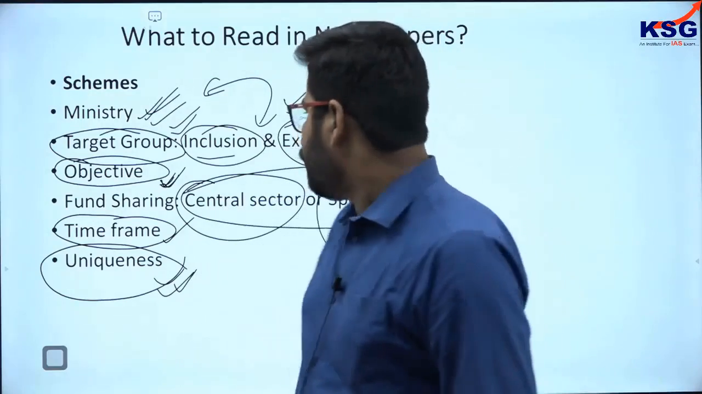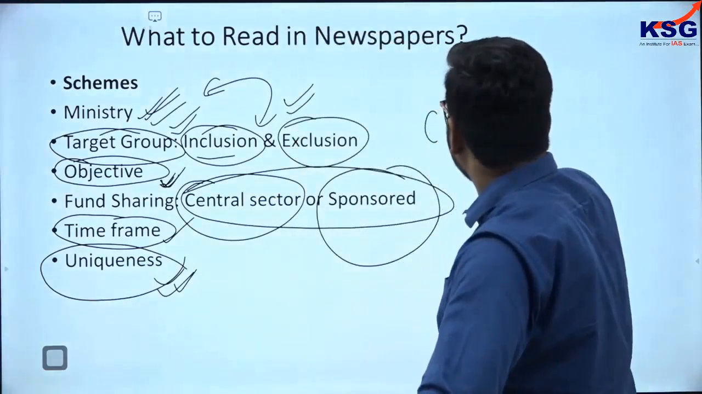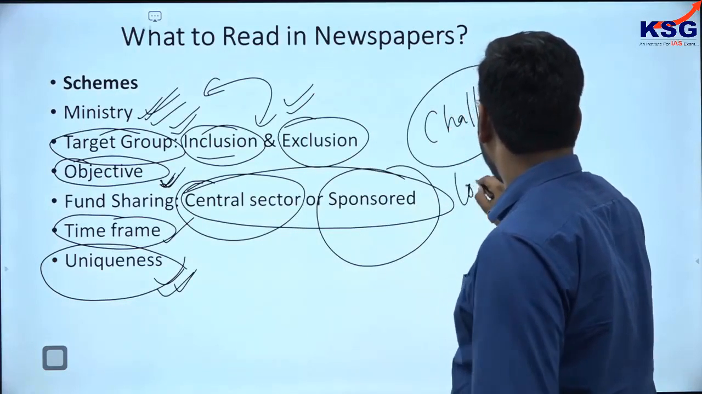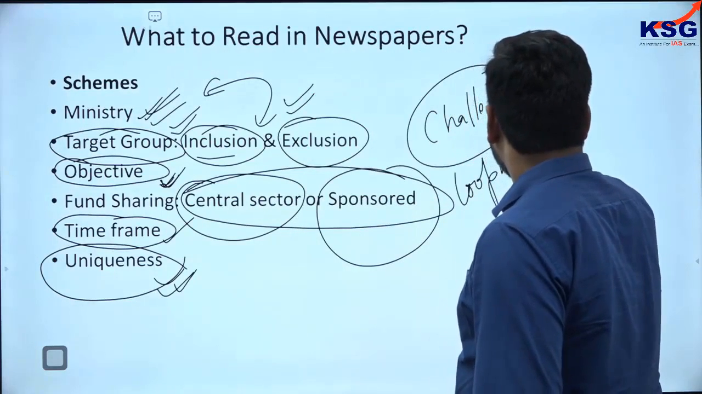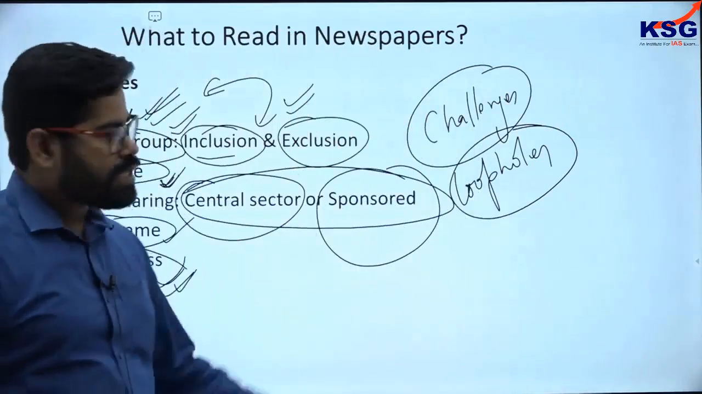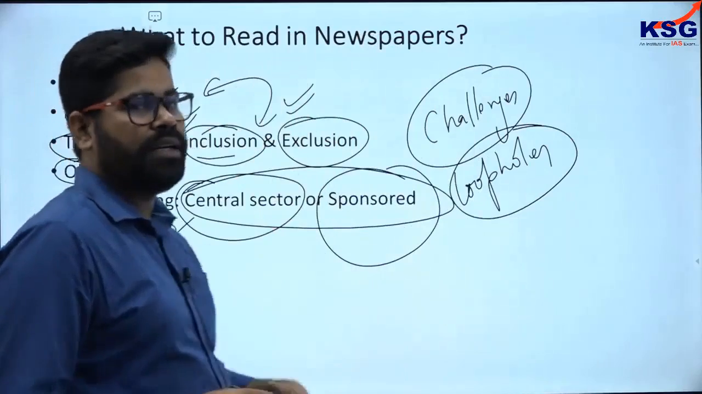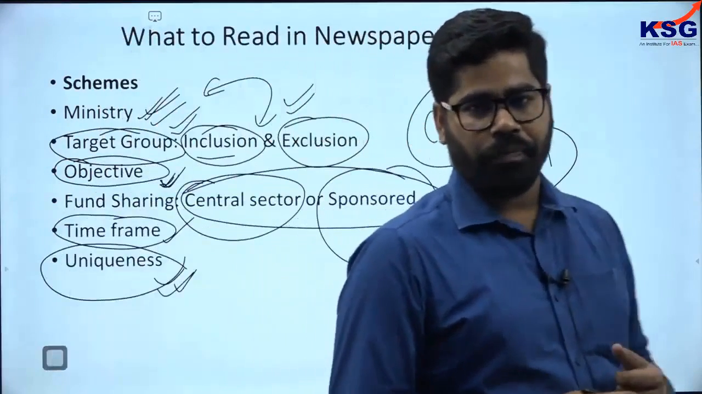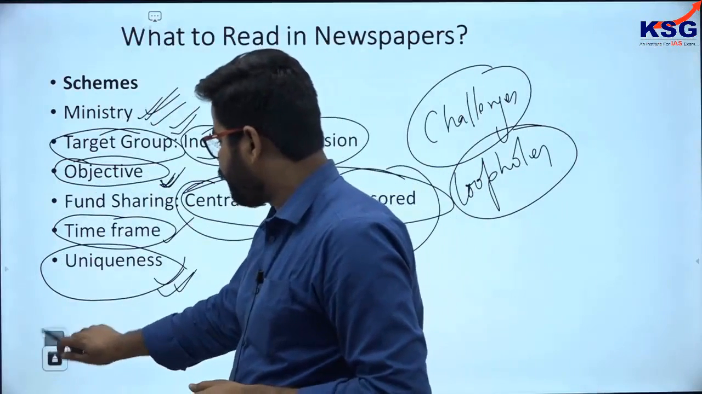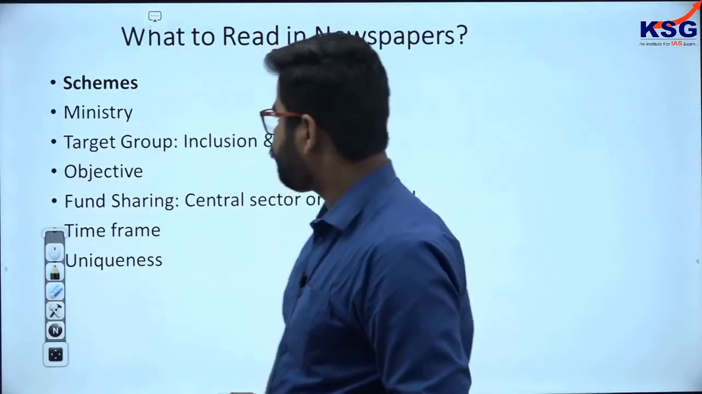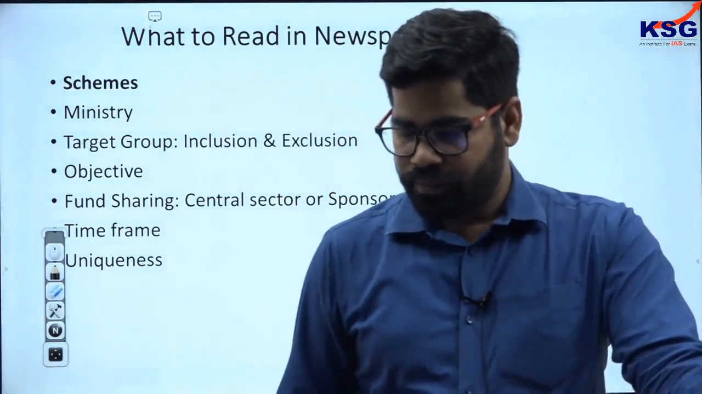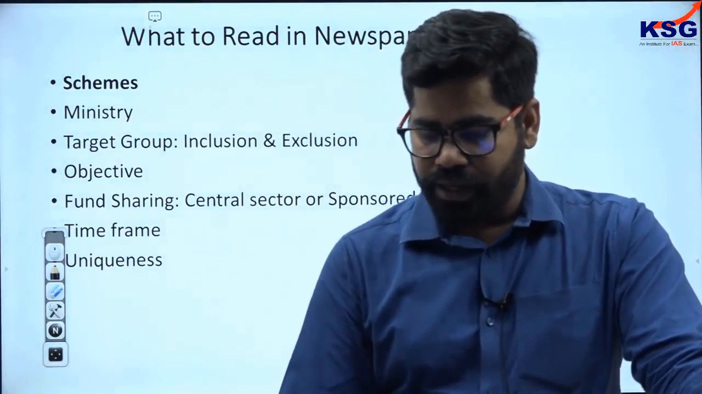Then you can also see, from the mains perspective, the challenges or the loopholes of the scheme. This is again one area which you can find in the different schemes which are there. This is how you have to analyze the schemes. Now I hope it is clear. Any questions so far?